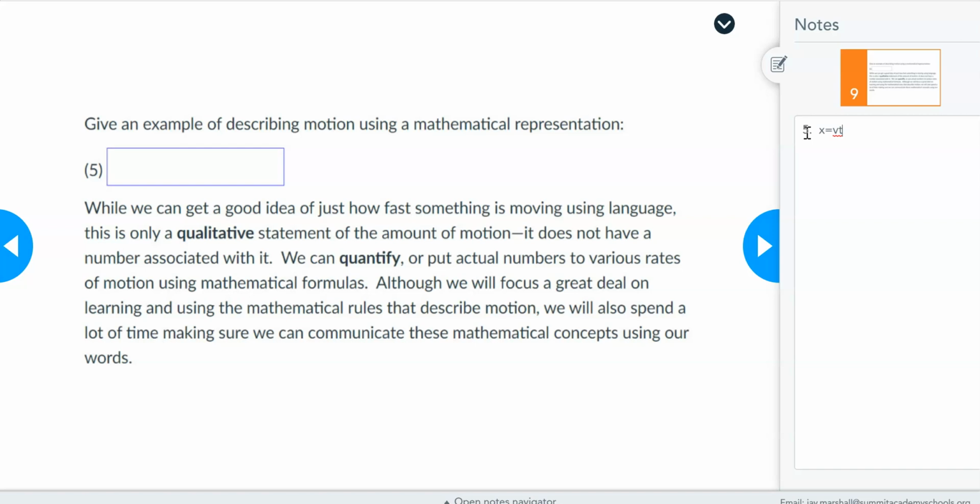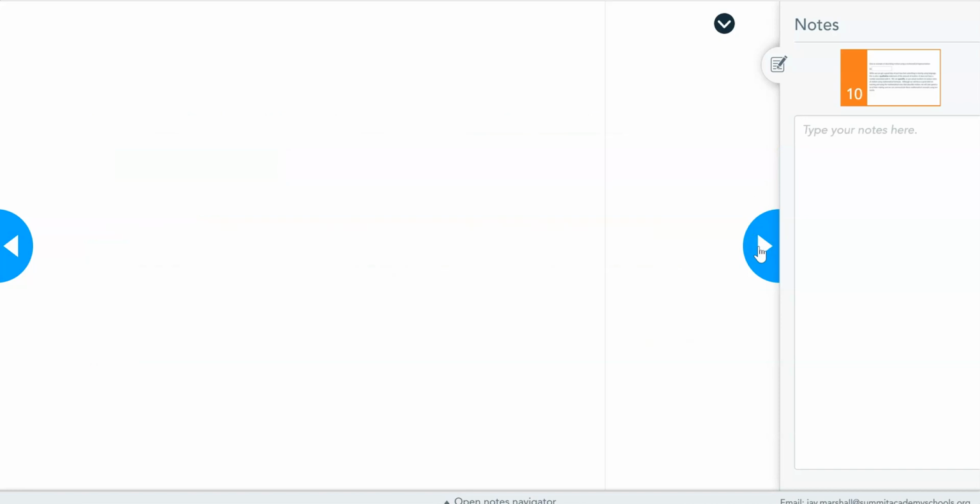It doesn't have a number associated with it, and so we can actually quantify or put actual numbers to various rates of motion using mathematical formulas. Now we'll focus a great deal on learning and using mathematical rules that describe motion, but we'll also spend a lot of time making sure we can communicate these mathematical concepts using our words. So go to the next slide.